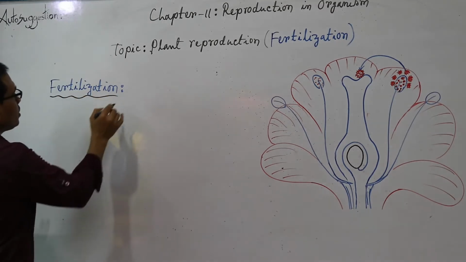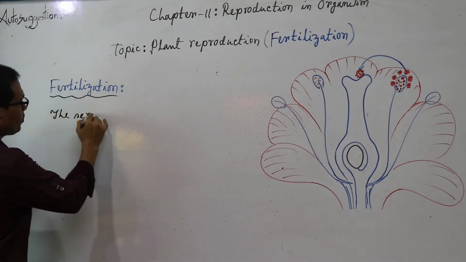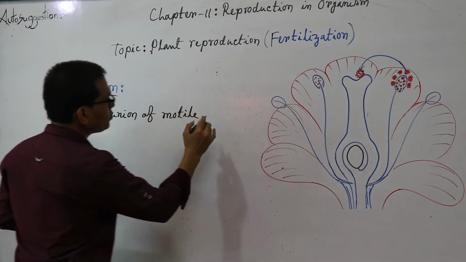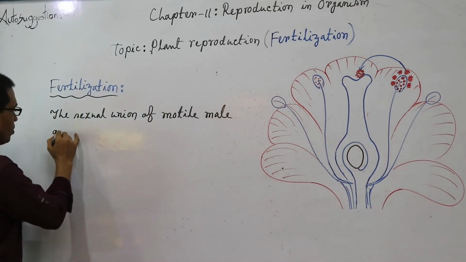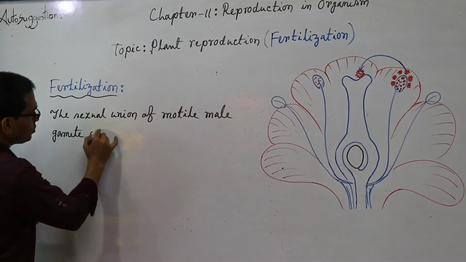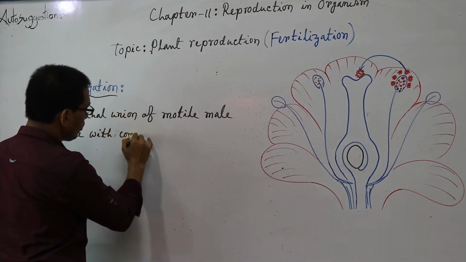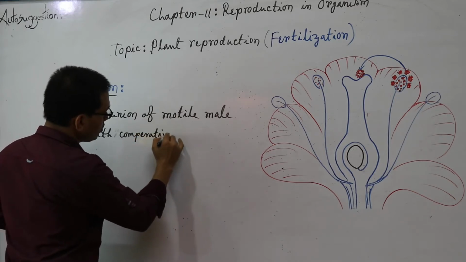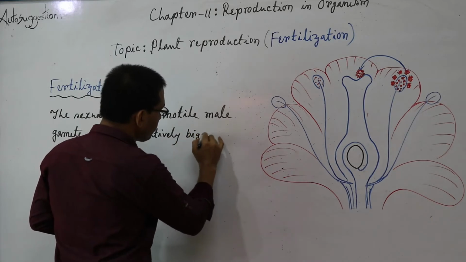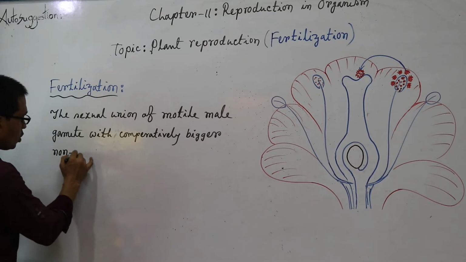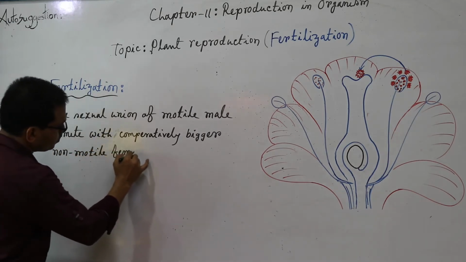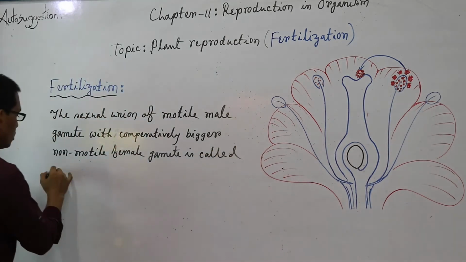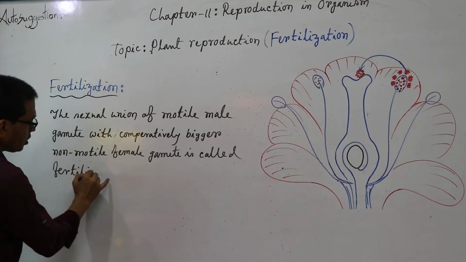Fertilization is basically the sexual union of a motile male gamete with a comparatively bigger, non-motile female gamete. This is called fertilization.